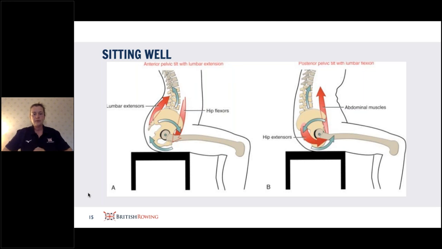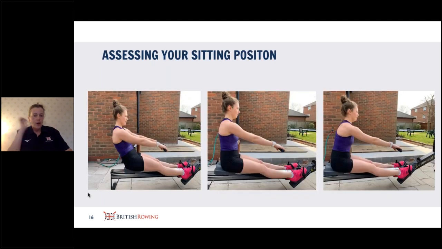So just thinking about how we can assess your sitting position. Equally, on this slide we're showing different sitting positions off backstop: a slight lean back, sitting up nice and straight, and a slight rock forwards as well. In terms of supporting your athletes, and not just when you're teaching them to row, this is something we should do if they're struggling: just spend some time doing it.